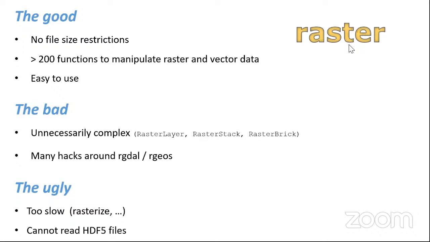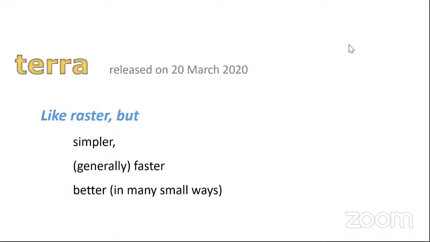And so, with that hindsight, I started working on Terra a couple of years ago. And there were some ugly things as well, like certain file formats not supported and certain functions much too slow. So Terra came out a year and a half ago now. It's very much like raster. It's simpler. It's generally faster. Actually, not always, not everywhere, but in most cases. And it's much better in many small ways. Complex to point out all these small ways, but I think it really works much better.